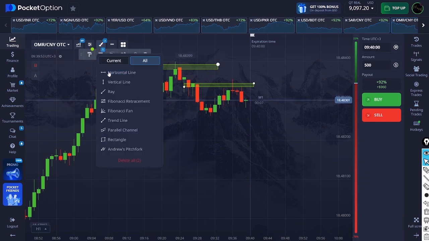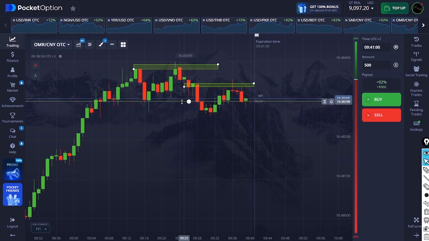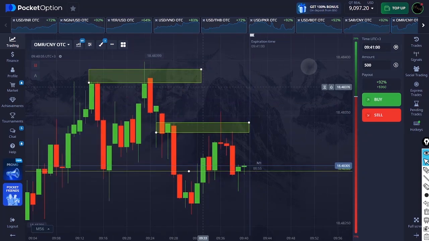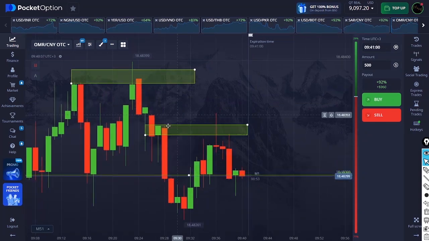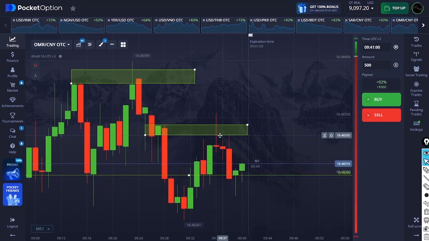I'm so sorry about that. Let me draw everything for you. So we have the neckline right here. I've also drawn the double top, as you can see, and the supply area. So I took the trade immediately. The market came to my supply area and it closed right here. That was a winning trade, guys. Let's look for another opportunity and I'll explain everything to you.